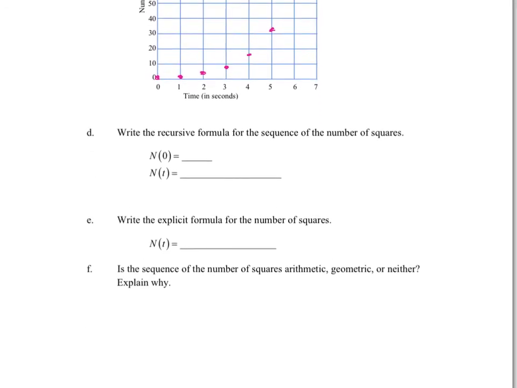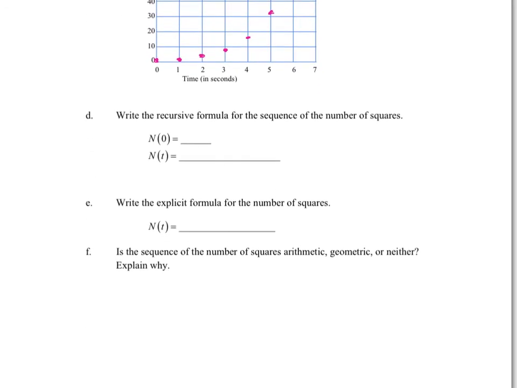For part D, it asks us to write the recursive formula for the sequence of the number of squares. So it gives us the starting part, so n of 0 is what we started with, and that was 1 block. And then what we did was we found that we were multiplying by 2 to the previous term. So I have 2 times n of t minus 1, and that is our recursive formula.